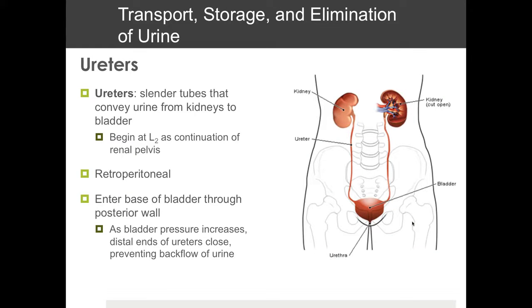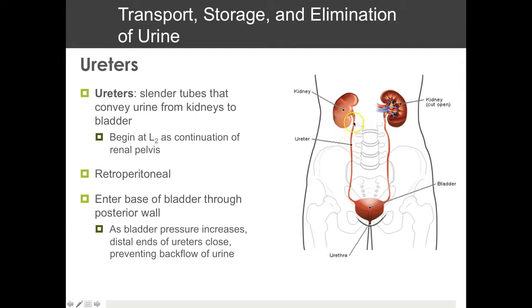So let's move into the ureters. The ureters are going to be these slender tubes that are conveying urine from our kidneys to the urinary bladder. And these are starting over at the hilum, so they begin at level of L2. Remember that the kidneys are in the range of T12 to L5. So ureters start at L2 and they will move on down through the abdominal cavity and into the pelvic cavity here. And these are also going to be found more retroperitoneal.